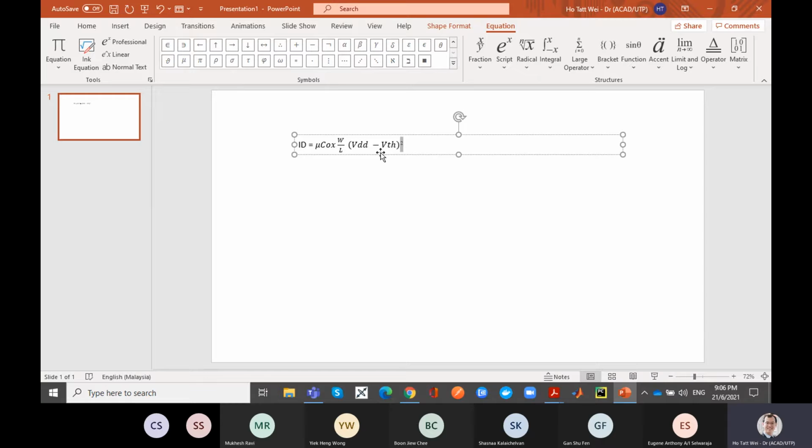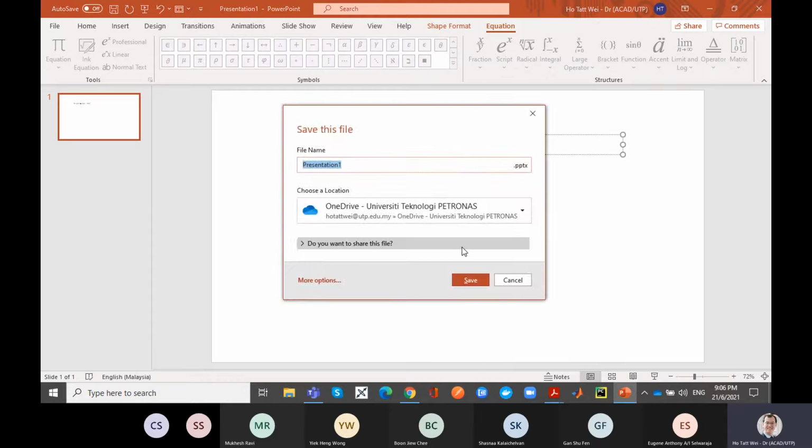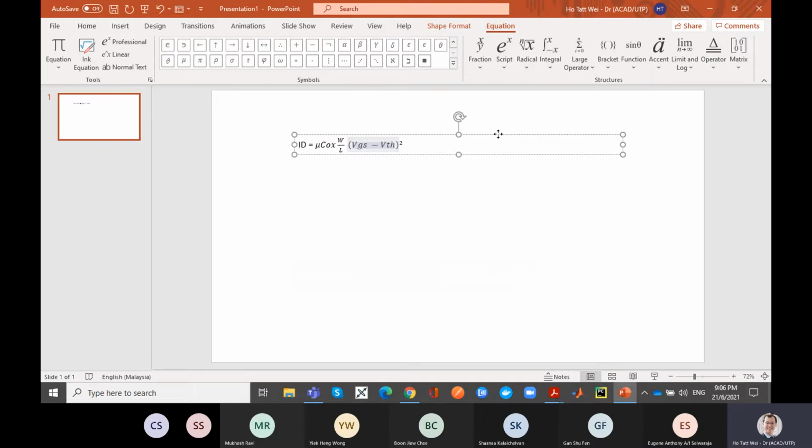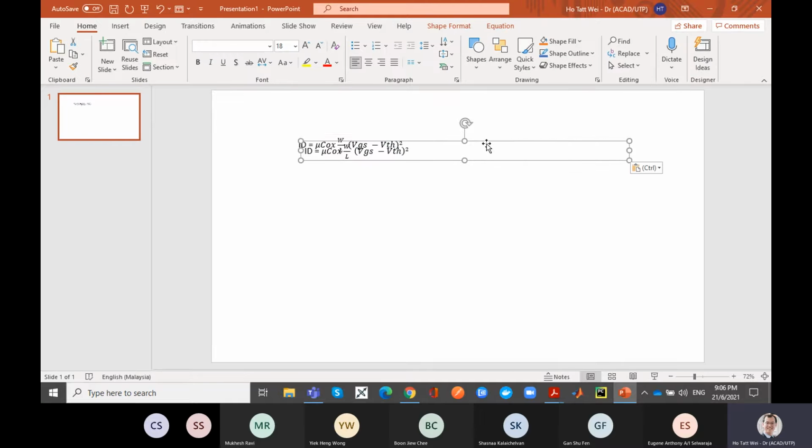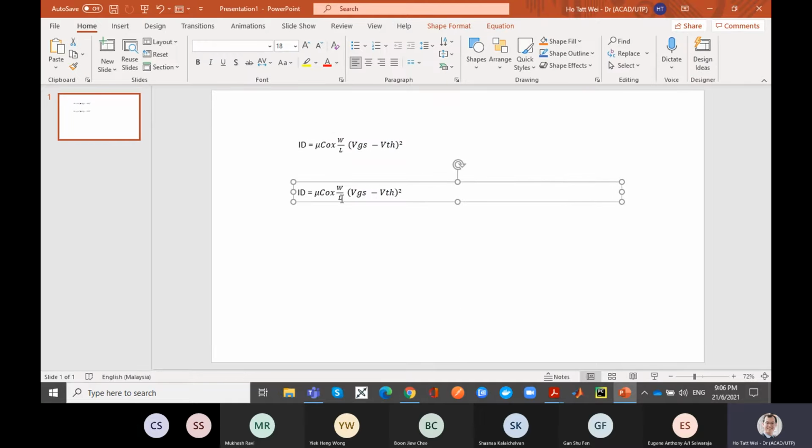So this is the ideal, I think this is VGS minus VTH. Okay, this is the ideal saturation current. Then there's another one that's actually like this, VGS minus VTH, and then times by VDS, right?